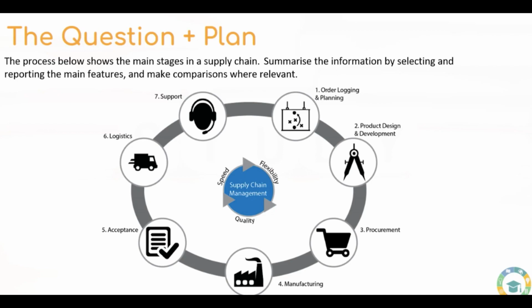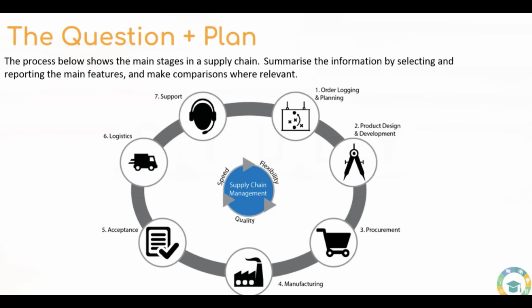So this is all about the process of a supply chain, creating some kind of product, and it seems to be dealing with customers as well. Let's take a look at the first stage. We have order logging and planning, and then moves on to product design and development. We have procurement, then manufacturing, acceptance, logistics, and support.